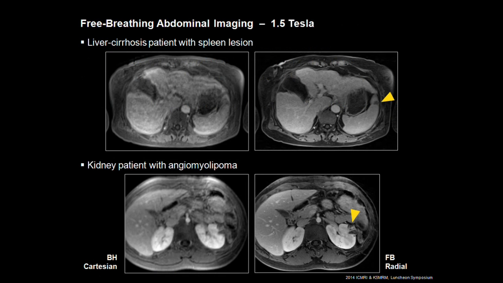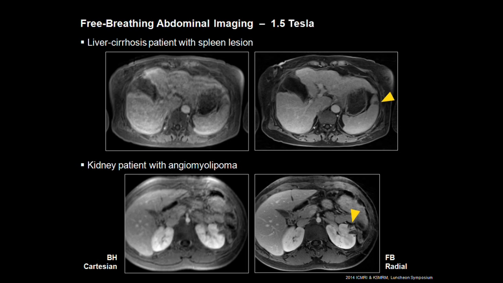And on this slide, you can see a couple of examples. And these scans have been done at 1.5 Tesla. So on top, this is a liver cirrhosis patient. And this patient was not able to perform a good breath hold. And so on the left side, you can see this attempted breath hold scan. And you can see there were a lot of motion artifacts. And on the right side, you can see what we get with a StarVIBE sequence in this patient.